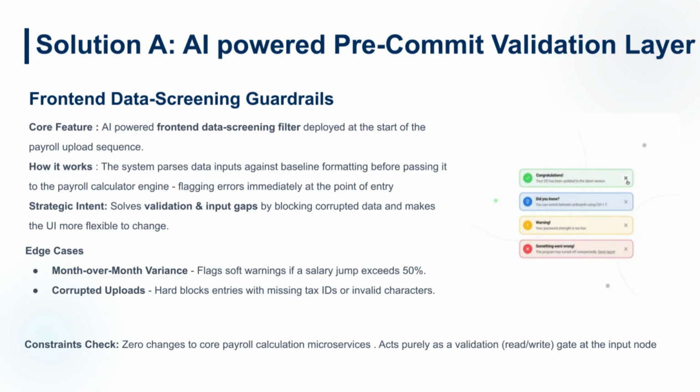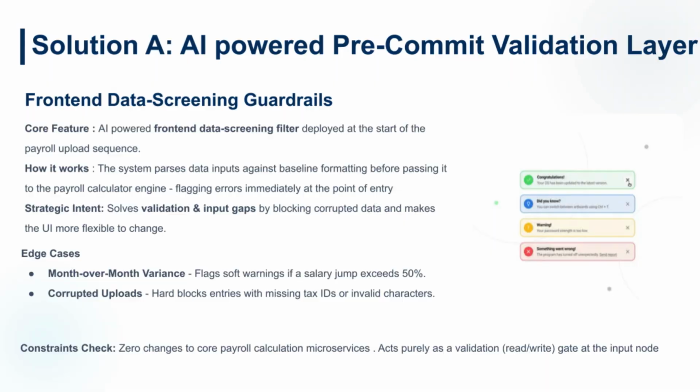Now, according to me, this could be addressed with multiple solutions, and these solutions could be rolled out phase-wise. For instance, to address the validation and input gaps, we can come up with an AI-powered front-end data screening filter which readily flags any kind of error immediately at the point of entry, and if it's a success, it gives a prompt on the screen itself.